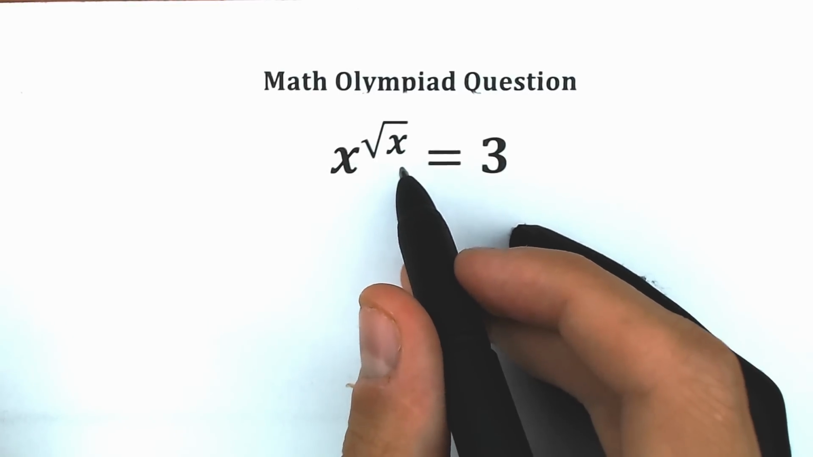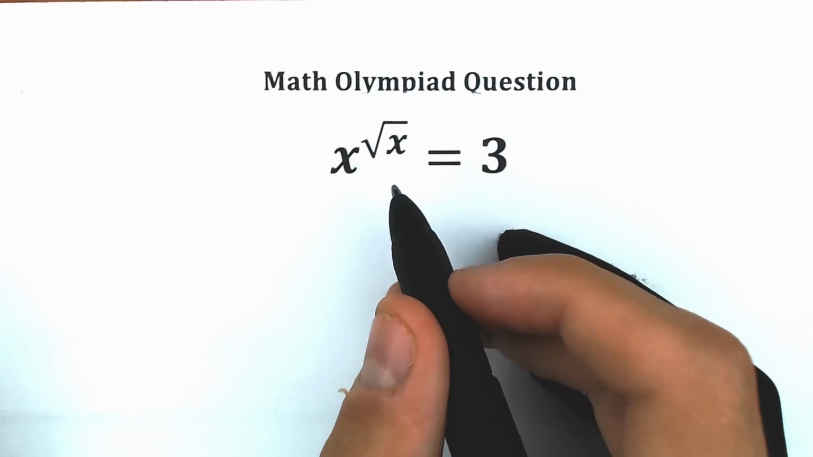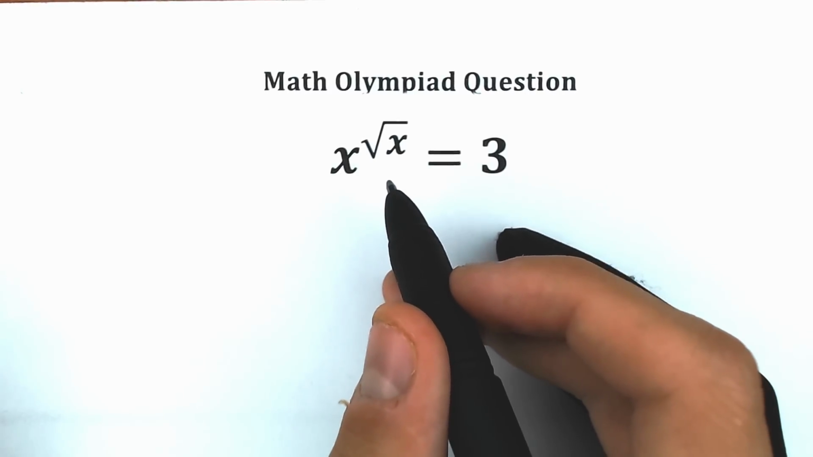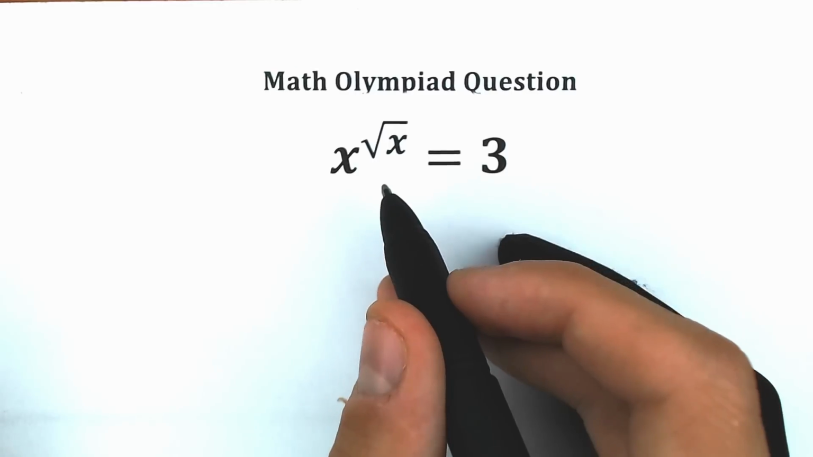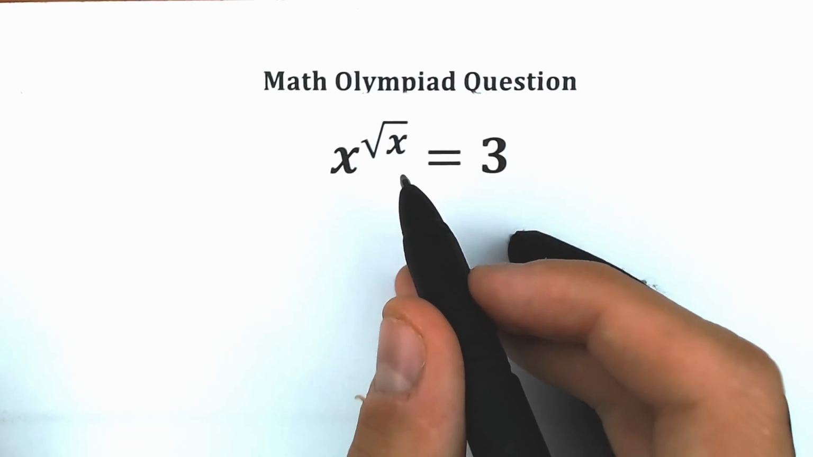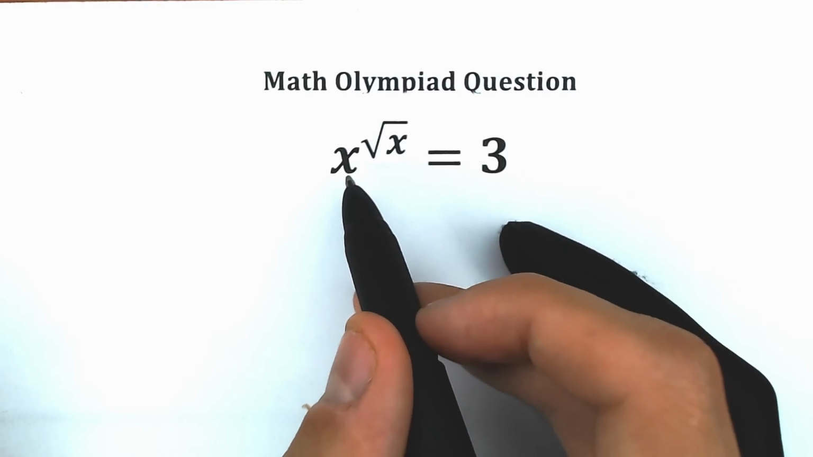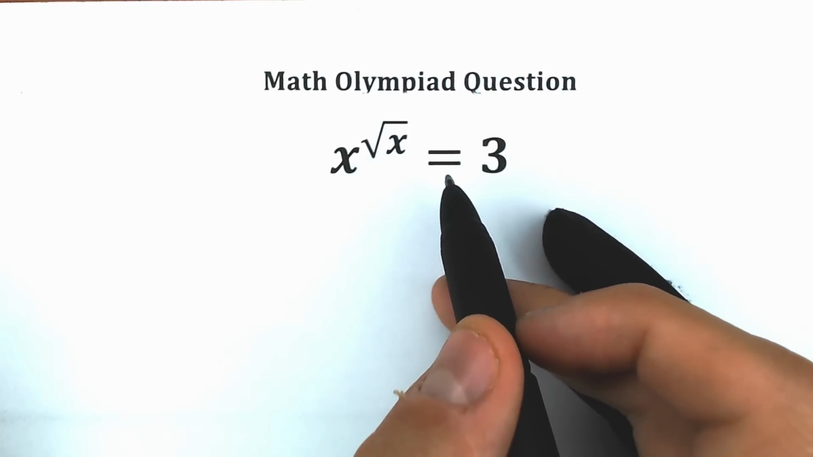x to the power square root of x equal to 3, and we need to find our x. Right now you can easily pause the video and write your solution down in the comment section. It will be really interesting to check our answers in a few minutes, so it's a really great question for everyone. So here's our question: x to the power square root of x equal to 3.